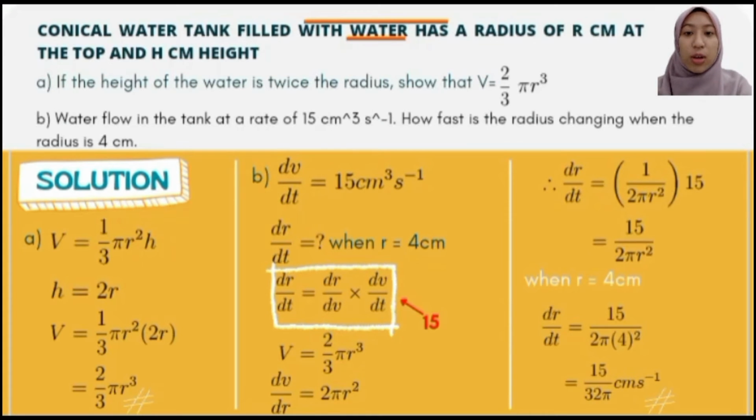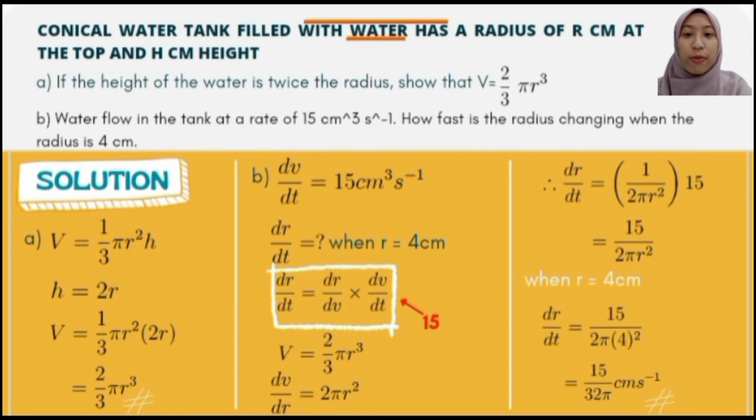Now we look at question B. Water flows into the tank at a rate of 15 cm cube per second. How fast is the radius changing when the radius is 4 cm? So dV over dt is equal to 15 cm cube per second. The radius is changing, so dr over dt is equal to what? When the radius is 4 cm.